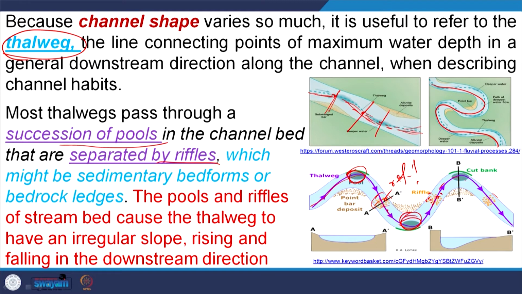So, the pools and riffles of the stream bed cause the Thalweg to have an irregular shape, rising and falling in the downstream direction, as we are discussing here. The Thalweg rises at the riffles and falls at the pools, again rising at the riffles and falling in the pools. This rising and falling of the Thalweg occurs in a cross section. Similarly, in a plan view, the shape and movement of the Thalweg defines what type of channel we are dealing with, whether straight, meandering or braided.